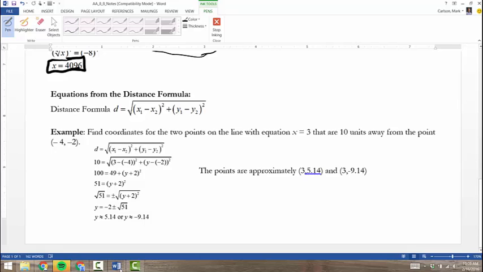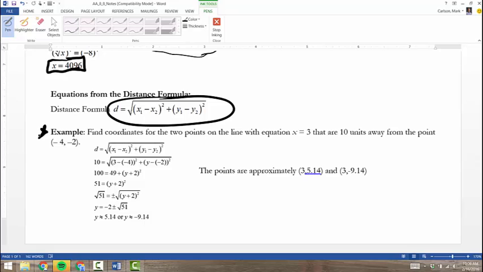All right, in order for us to do the final example that I want to look at today, we have to be familiar with the distance formula from our algebra course. The distance formula is the difference between x values squared plus the difference between y values squared, and then the square root of that. We're going to use this formula to solve this next example problem. It says find the coordinates for 2 points on a line with the equation x equals 3 that are 10 units away from the point -4, -2.